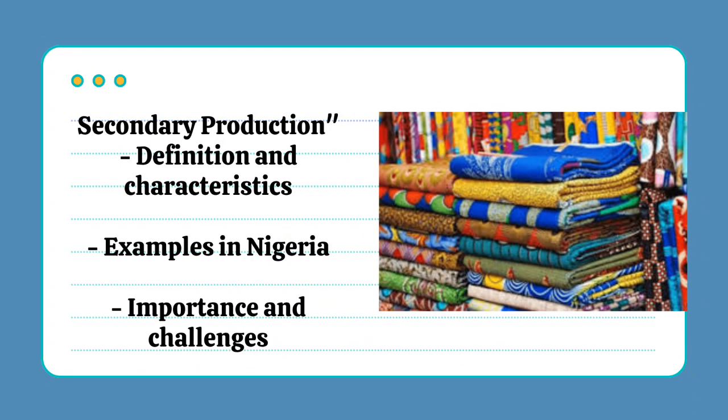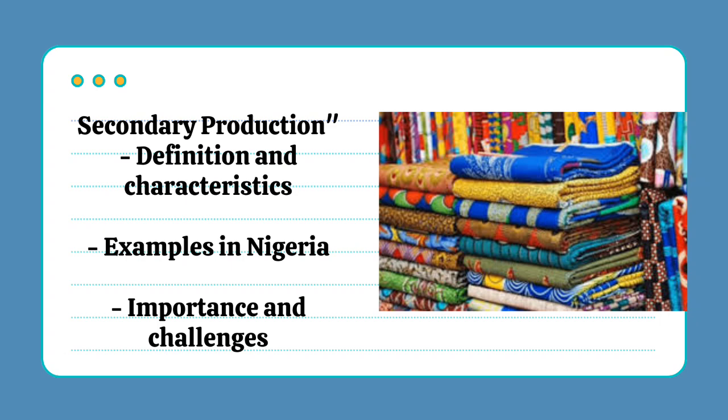Let's talk about the second type of production. What is that? Secondary production. What is secondary production? Secondary production involves transforming raw materials into finished or semi-finished products. It is also known as manufacturing. What are the characteristics? Adds value to primary products, often requires significant capital investment, can benefit from economies of scale.